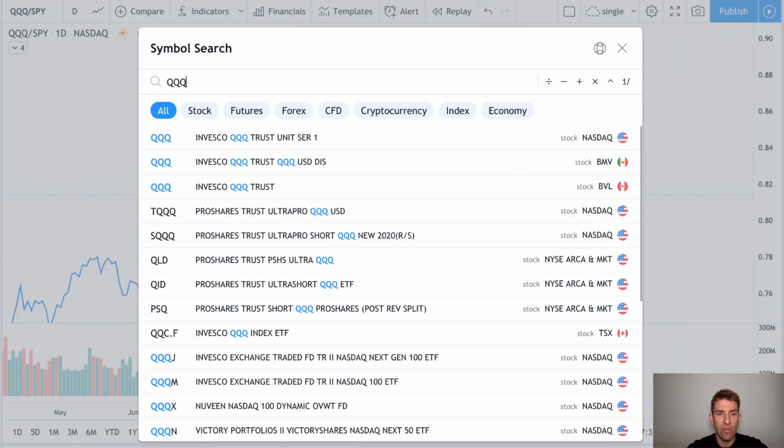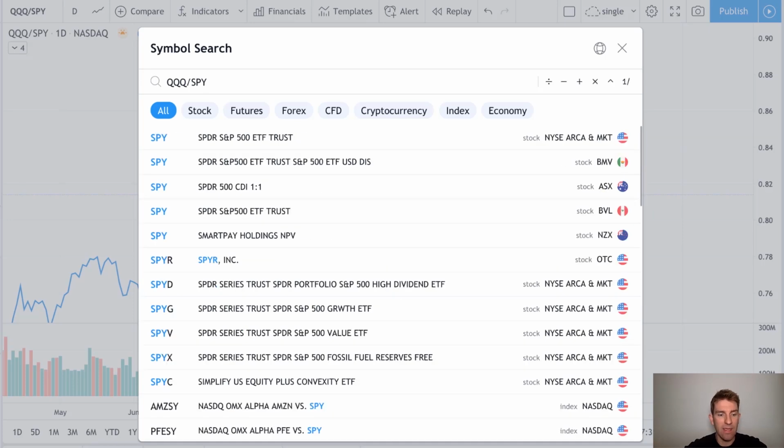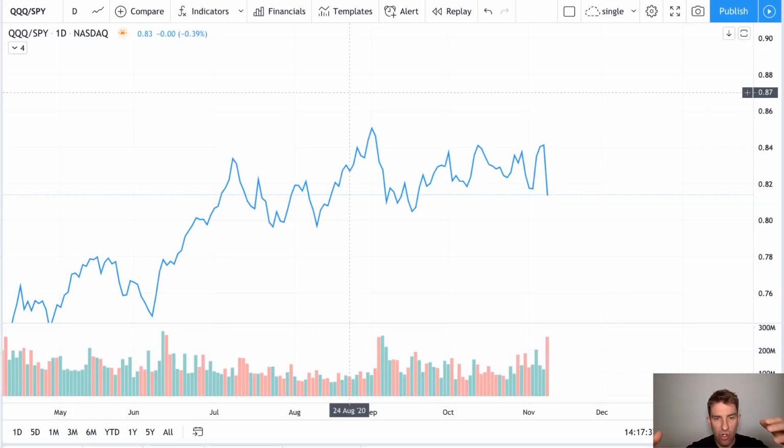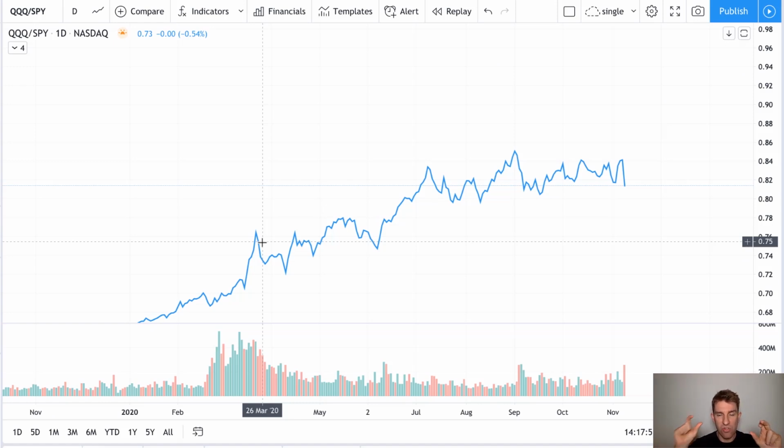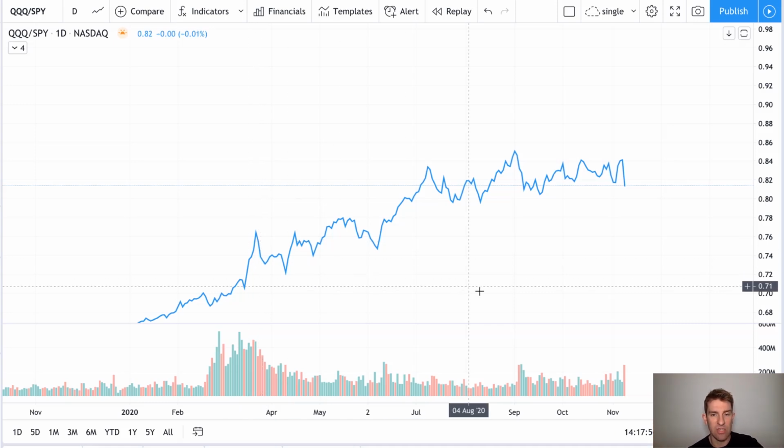So if we put in QQQ divided by SPY, what we're doing is creating a ratio chart of Qs divided by SPY, which basically says to us, a simple way of looking at it is, what would our equity curve look like if we bought Q and sold SPY? What's the ratio doing? So if we bought the same amount of Q and sold the same amount of SPY, what would our chart look like? And this is what we're seeing.